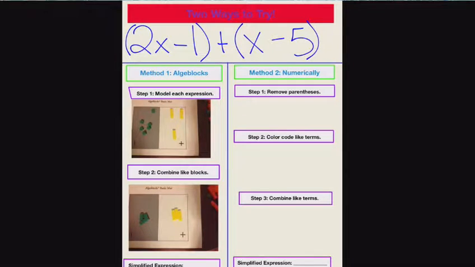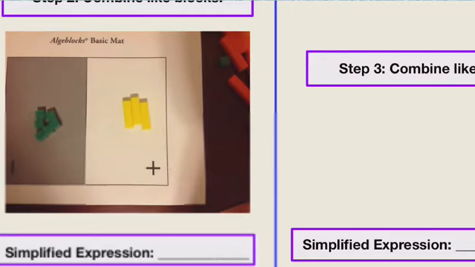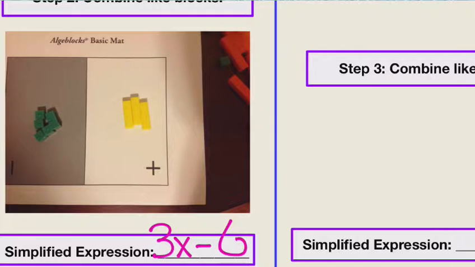Last step is to write that simplified expression that we have showing there. So we can see that we've got a total of positive 3x showing. And then we've got 1, 2, 3, 4, 5, 6 green cubes in the negative section. So our simplified expression is 3x minus 6.